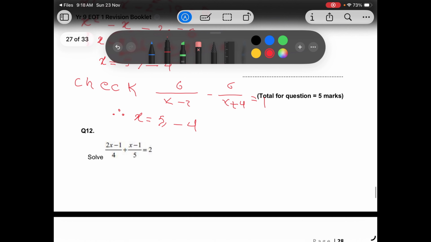Look at this, guys, here. This is easier than the previous one. Here we have, of course, a rational equation, but here we don't have to check things because we don't have x in the denominators.